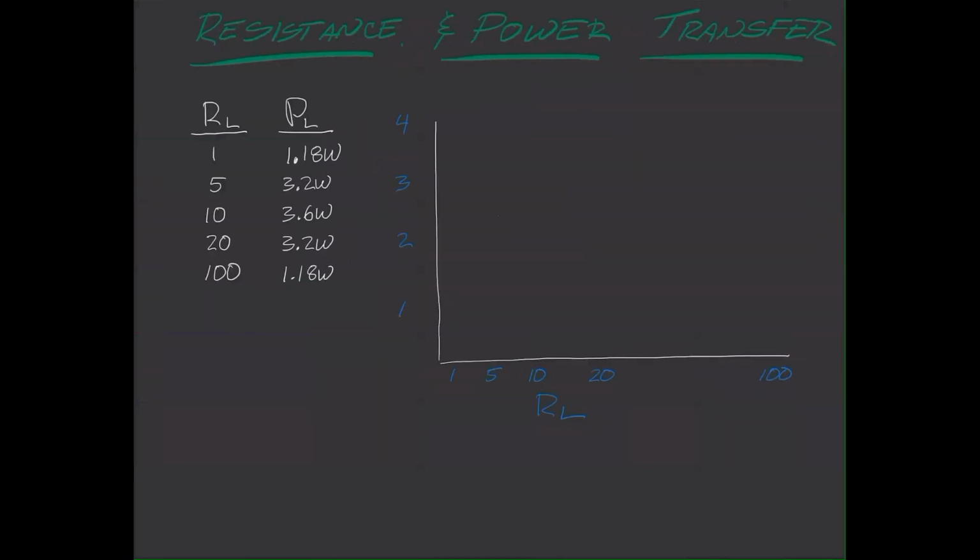To show this graphically, here when I had my load resistor of 1, I had a power of 1.18, 5, 3.2, 10, 3.6, 20. So let's make a little graph. This graph isn't perfect and linear because I go from 1 to 100, but this is RL and this is power on this side. So when I had 1, I had a power of about 1.18. Let's put that there. 5 was about 3.2. 10 went up to 3.6. 20 went back down to 3.2. And 100 went back down to 1.18.